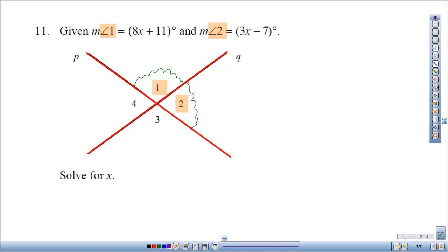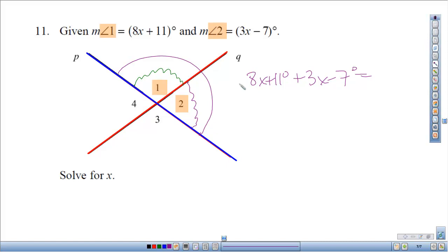And the big thing that we have to notice is that the obtuse angle and the acute angle end up making a perfectly straight line, right? They make this straight line right here. In other words, together they make half of a circle. And that means if we add them up, what is half of a circle? 180 degrees. So 8x plus 11 degrees plus the other angle, 3x minus 7 degrees, is all equal to half of a circle.